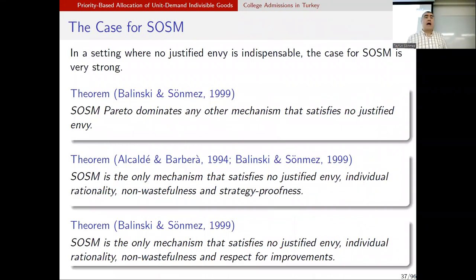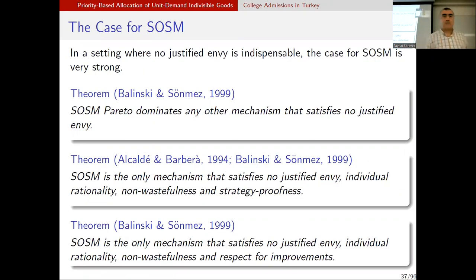Anyways, now the case for this mechanism is very strong. If no justified envy is indispensable, the student-optimal stable mechanism Pareto dominates any other mechanism that satisfies no justified envy. It is the only mechanism that satisfies no justified envy, individual rationality, non-wastefulness, and strategy-proofness. Or it's the only mechanism that satisfies no justified envy, individual rationality, non-wastefulness, and respect for improvement. It's very difficult to fight this mechanism, right? If no justified envy is something you cannot give up, and you cannot give it up because of laws, right? Otherwise, you cannot have cutoff scores.